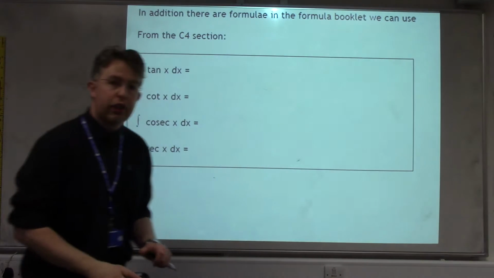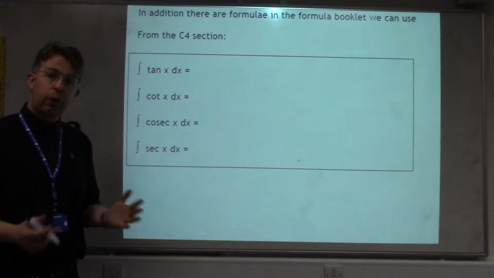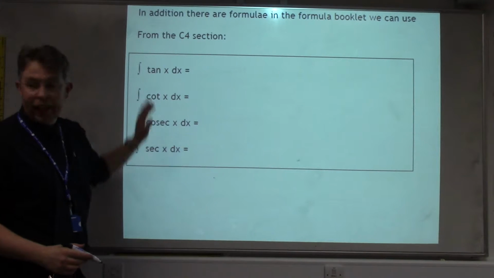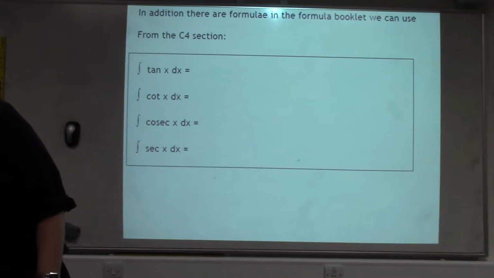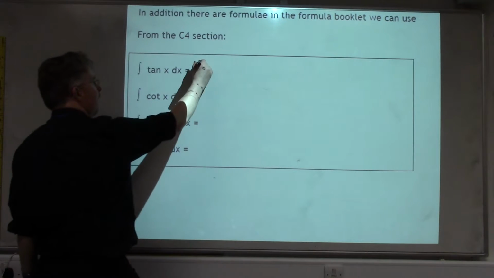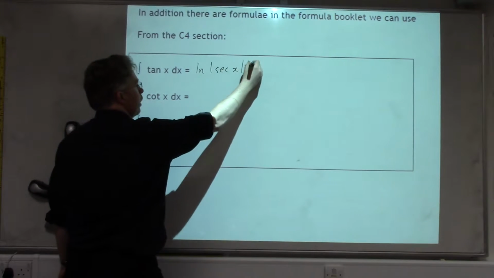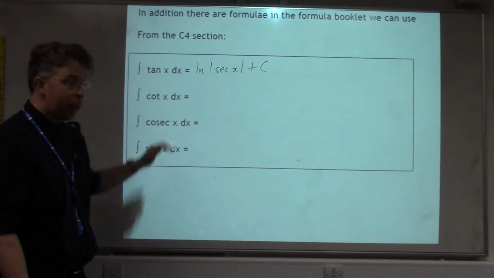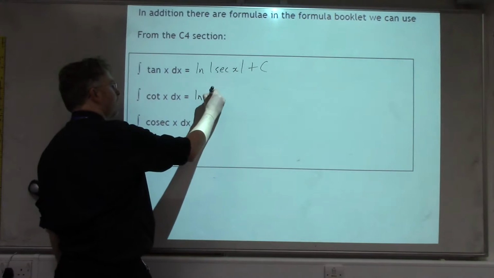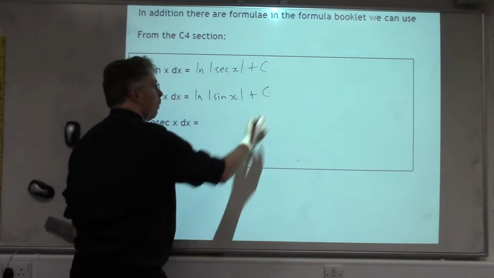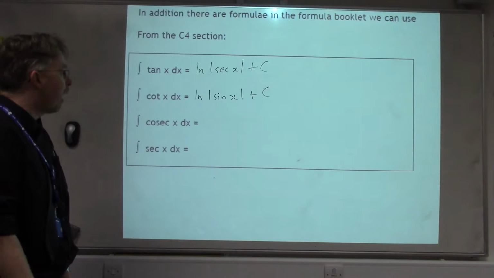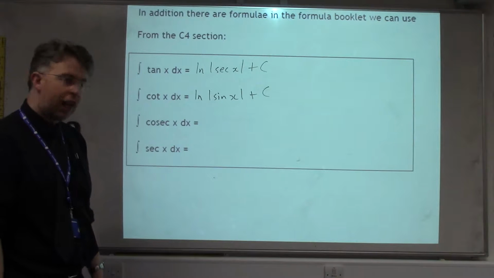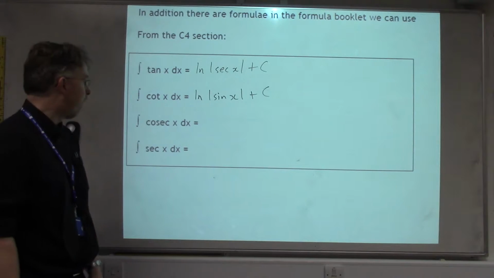Now, the formula booklet is also very useful in terms of giving you integrals that you don't need to remember the answers to. So, the integral of tan x dx in the formula booklet is ln of sec x. The formula booklet doesn't put in the plus c's, but obviously that would count as well. Cot x is ln of sin x. We put modulus signs around these functions because you can't do ln of a negative value. It is a bit more complicated than that, but at the level we're working at, we just need to take that as correct.